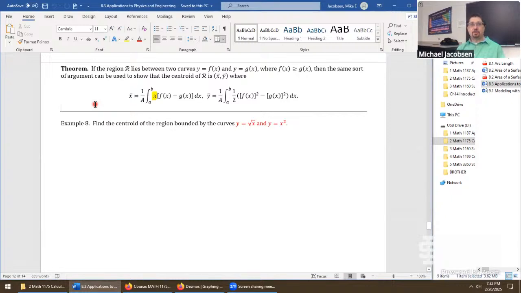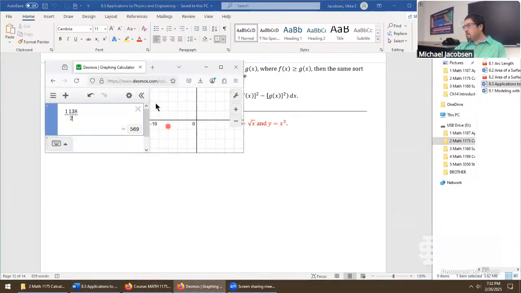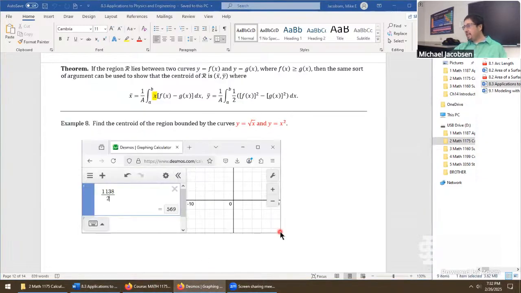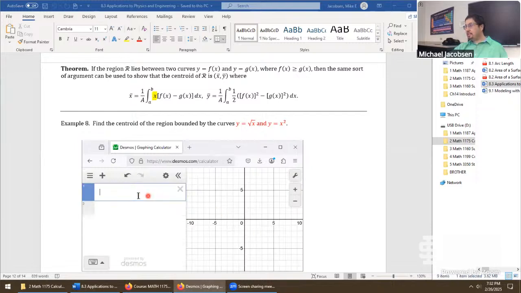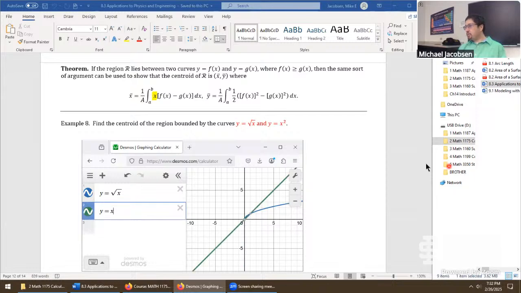So we want to find the centroid for the region bounded by these curves. This is red because I changed the function, but I don't think I recall to undo that. One way to start this one off is, again, imagine it's a real exam question, and this is how it might come into play. Let's put in y equals square root x. Next one would be y equals x squared.